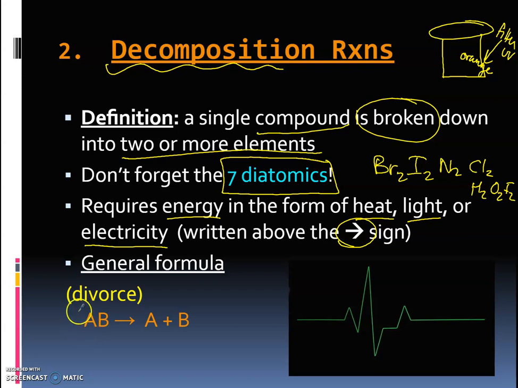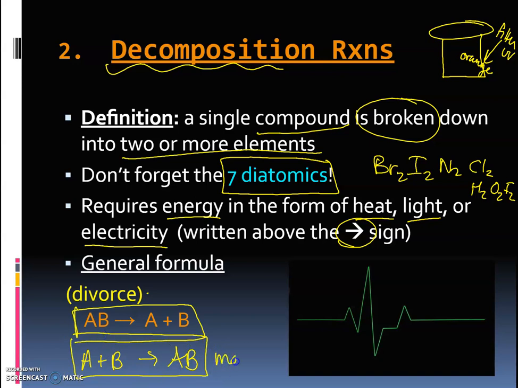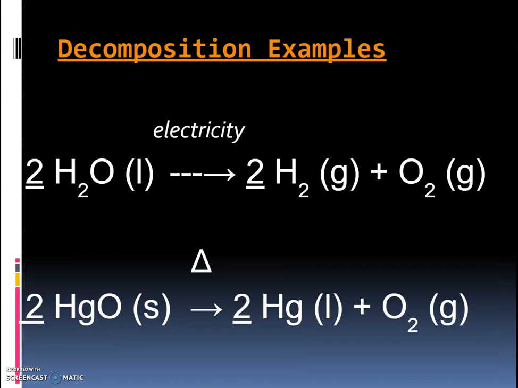So in general, you have AB yields A plus B. This is the divorce relationship. So if A plus B yields AB, then guess what? That is the marriage. So they are opposites. Our decomposition and our synthesis reactions are going to be opposite of one another, and a lot of the same things kind of follow each other.